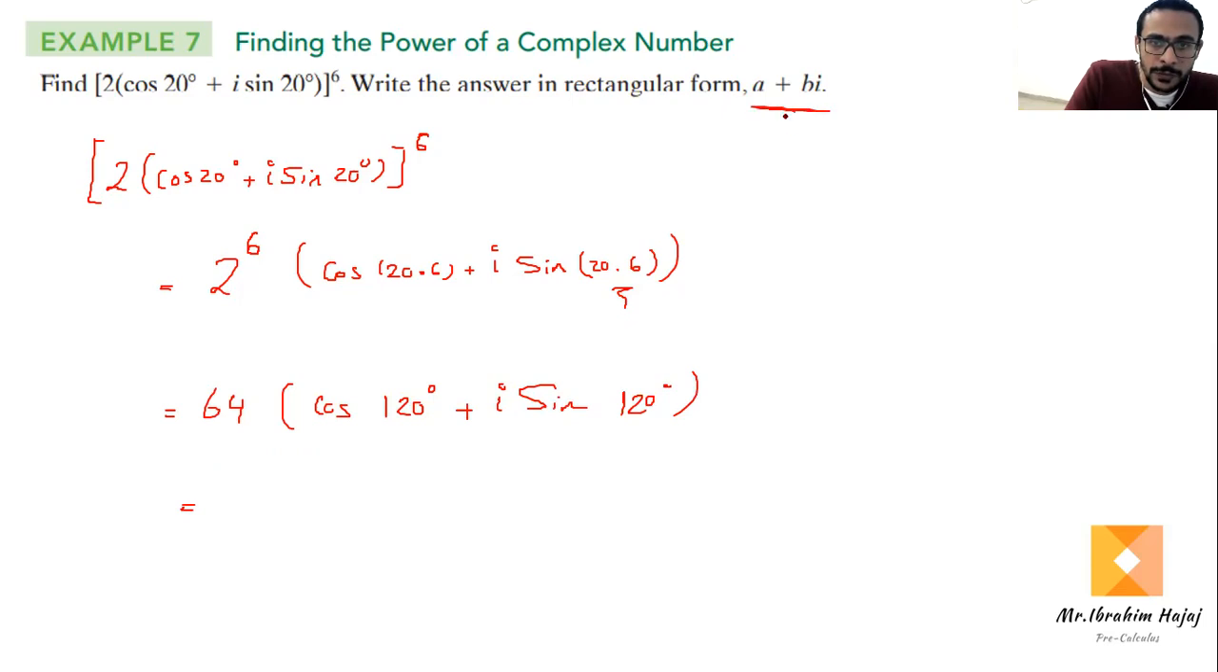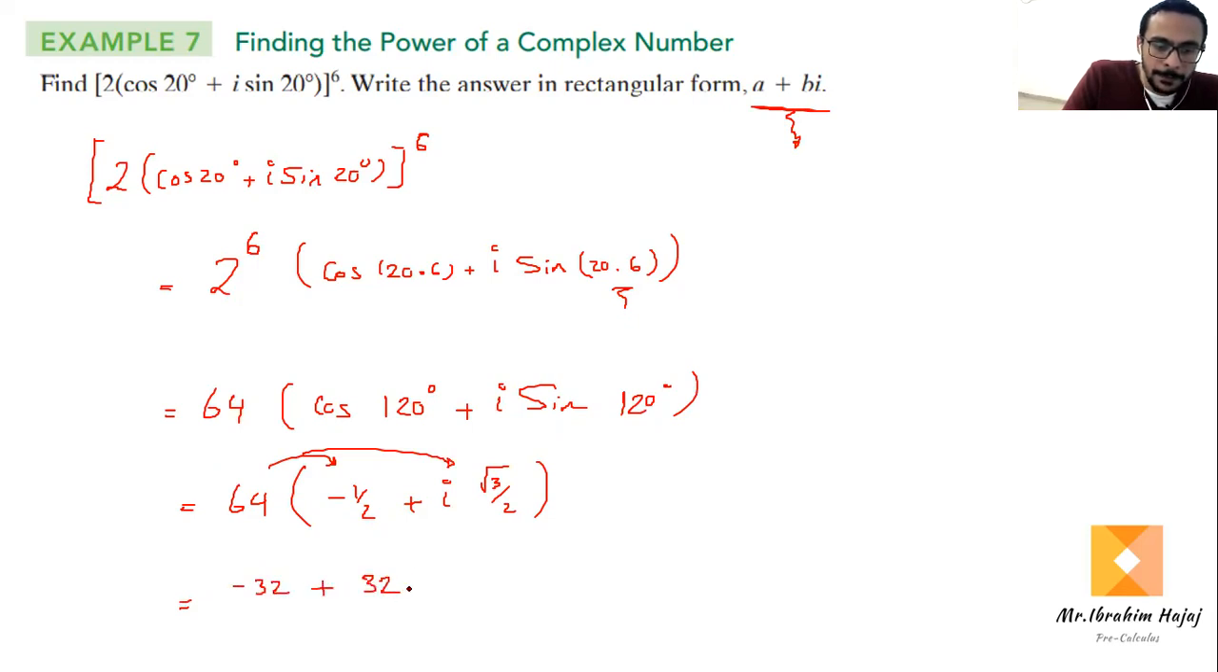Then he's asking you to write your answer in the form a plus bi. So 64 times cosine 120, which is minus half, plus i times sine 120, which is square root of 3 over 2. Then multiply the 64 by the first, which gives minus 32. This is the real part. Plus 32 square root of 3 i, and put the i here.